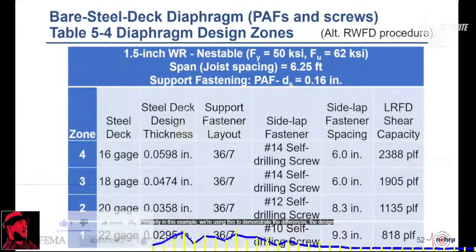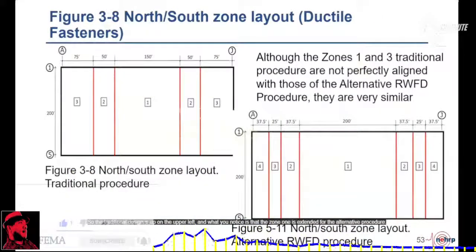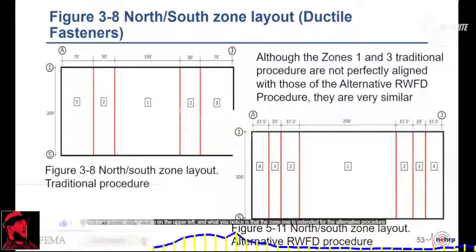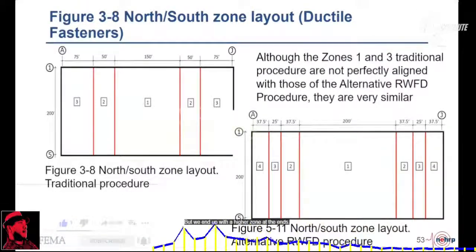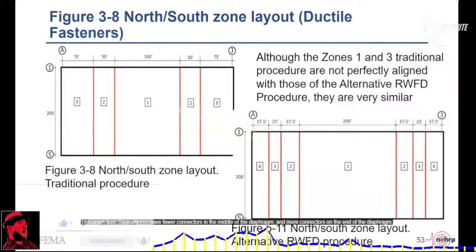Primarily in this example, we're using this to demonstrate the differences in the design. So the traditional design is in the upper left. And what you notice is that Zone 1 is extended for the alternative procedure, but we end up with a higher zone at the ends in this procedure. So really you have fewer connectors in the middle of the diaphragm and more connectors on the end of the diaphragm for this case.